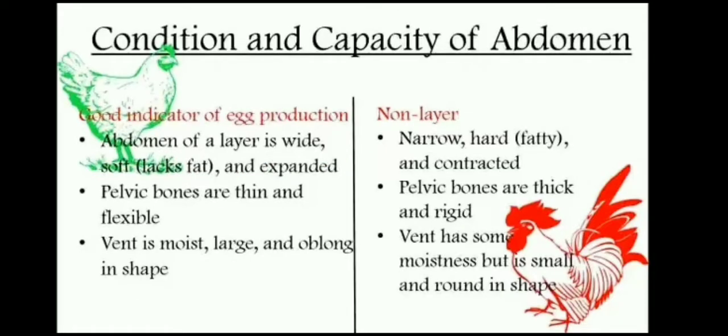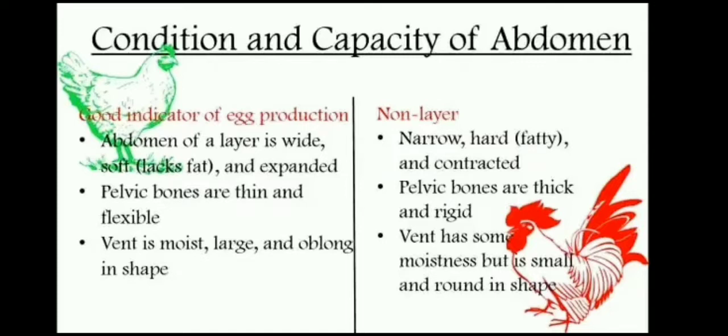And now let's move on to the condition capacity of abdomen. A good indicator of egg production. The abdomen of a layer is wide, soft, lacks fat, and expanded. The pelvic bones are thin and flexible. Then the vent is moist, large, and oblong in shape.